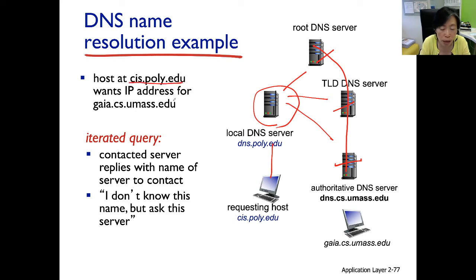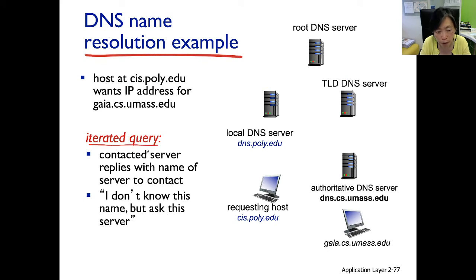There's going to be a host trying to reach Gaia.cs, but before messages can go out, CIS Poly here needs to find the IP address of Gaia.cs over there. And we're going to illustrate this form of query forwarding. It's called iterated querying.